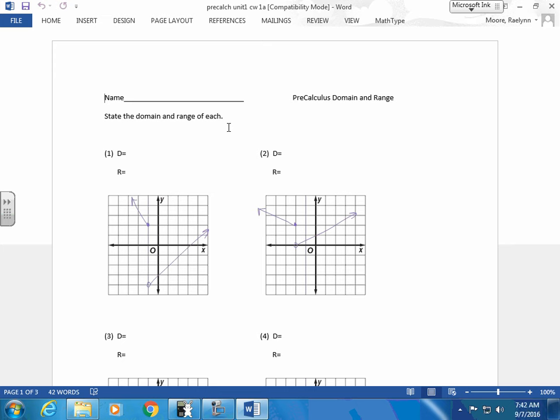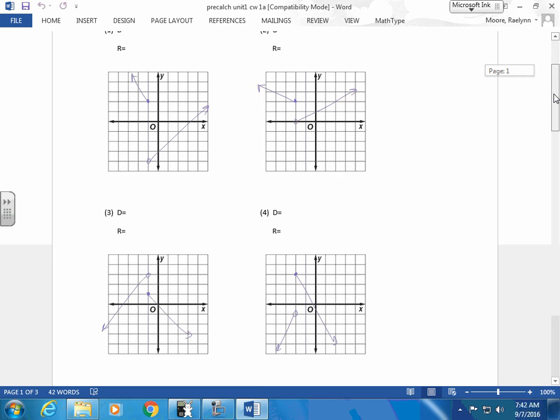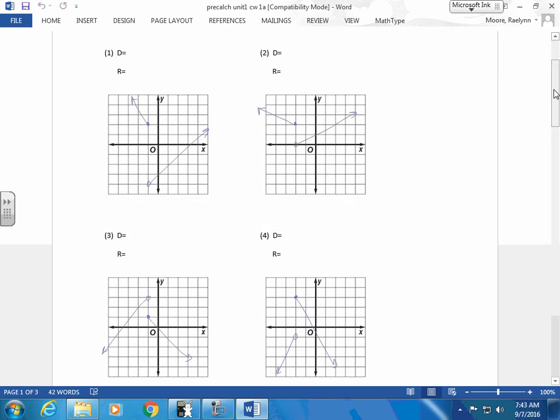You did piecewise functions, right? Okay, so this is kind of like a piecewise function. I'm not asking for the equation. I'm just asking for a domain and range.